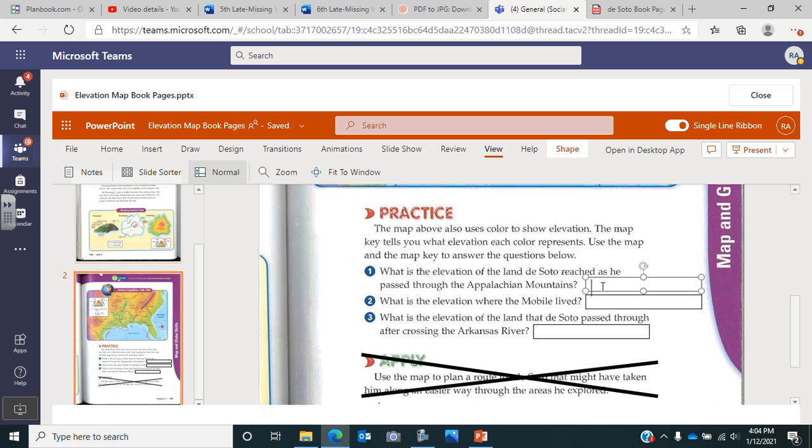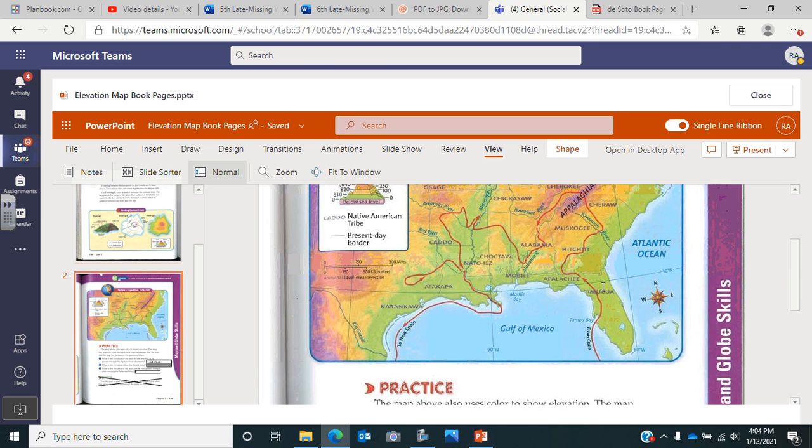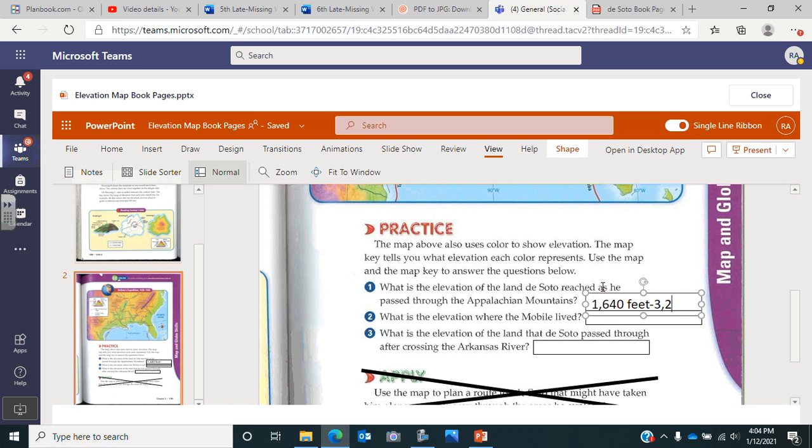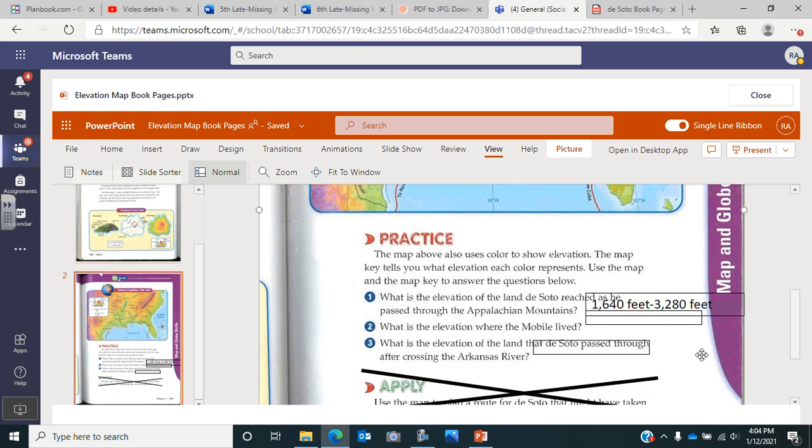So he passed through elevation that was between 1,640 feet to, that's what the dash means, 3,280 feet. So as he was passing through the Appalachian Mountains, he was going through those different elevations, those different heights. If this happens where it drops down here, all you need to do is click the side and expand it wider. And then you won't be dropped down into the second question.